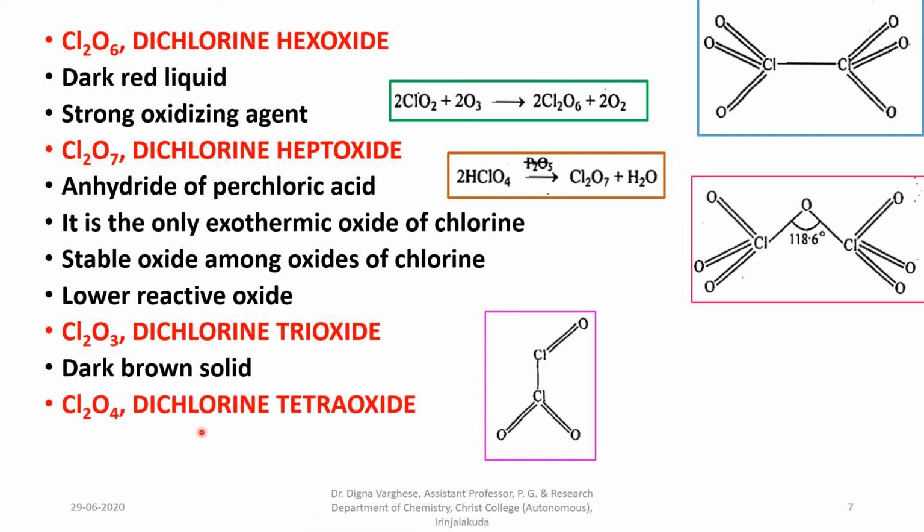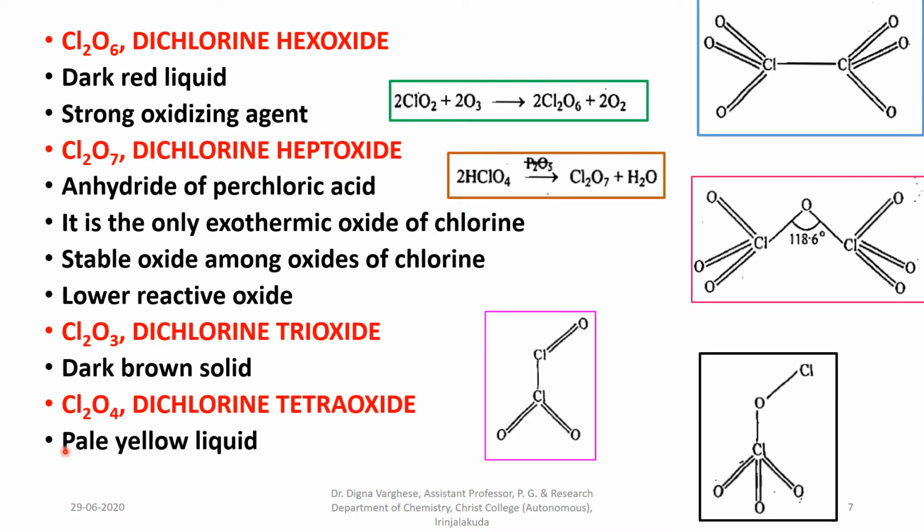Dichlorine tetroxide, Cl2O4, is its molecular formula, and it's also an unstable oxide and a pale yellow liquid. It has a pale yellow color and is in the liquid state. Its structure is shown here.